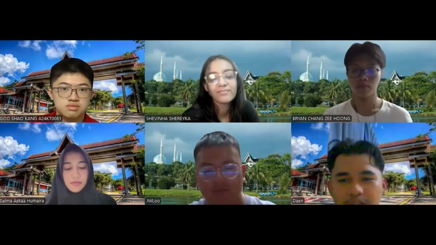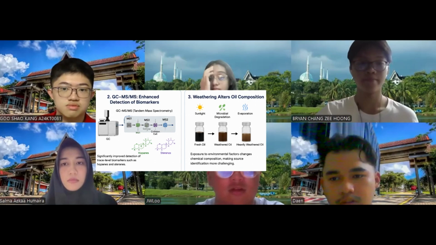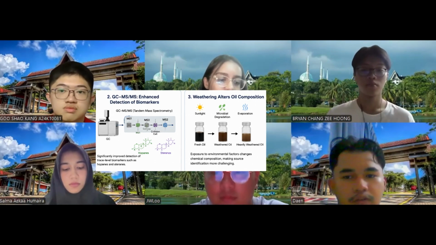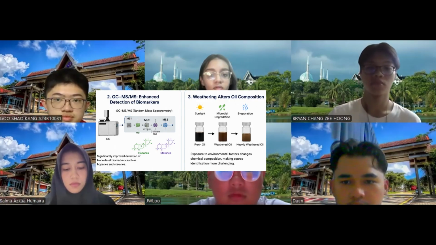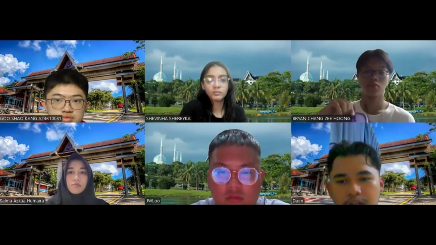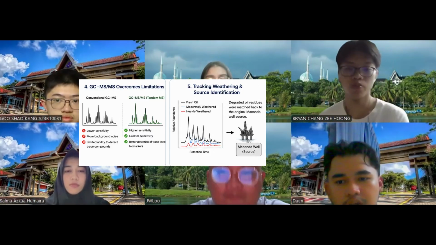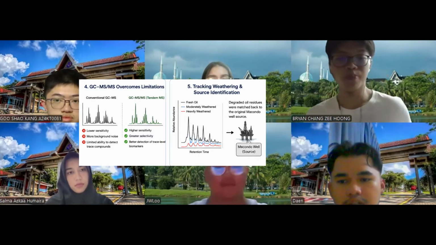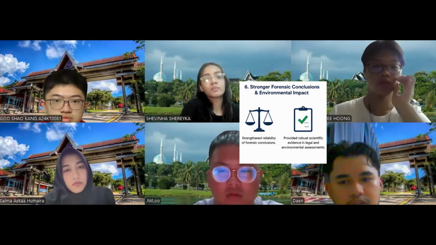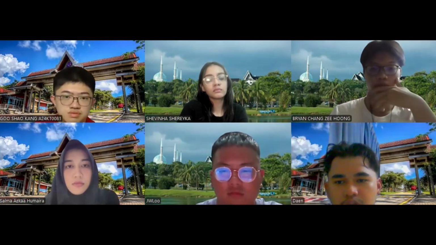Okay, so in the Deepwater Horizon oil spill, advanced analytical techniques played a crucial role. Among them, GC-MS/MS, or tandem mass spectrometry, improved the detection of trace-level biomarkers such as hopanes and steranes, even after extensive environmental weathering with rain, sunlight, and microbial biodegradation. It overcomes this limitation by offering higher sensitivity and selectivity compared to conventional GC-MS. This allows scientists to accurately track weathering patterns over time and still match degraded oil residue back to the original. As a result, it strengthens the reliability of forensic conclusions and provides robust scientific evidence in legal and environmental assessment. So that's it. Thank you, Tan.